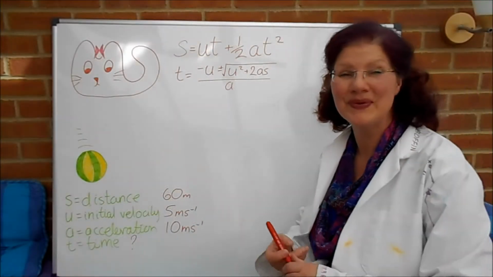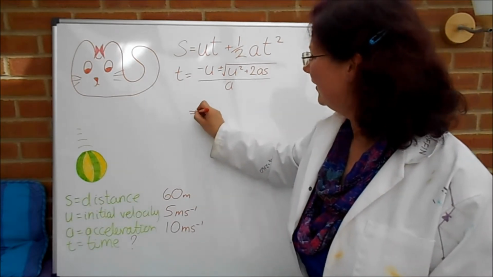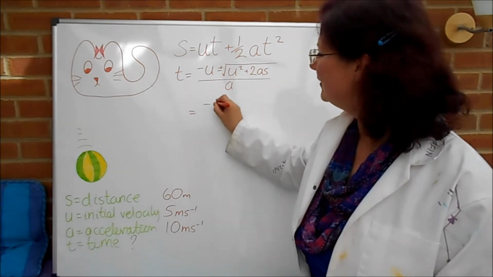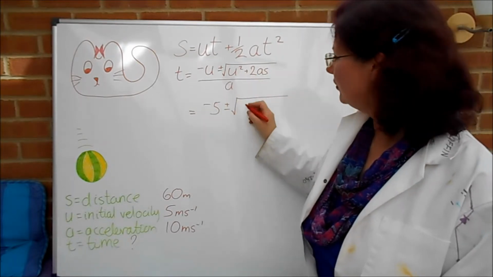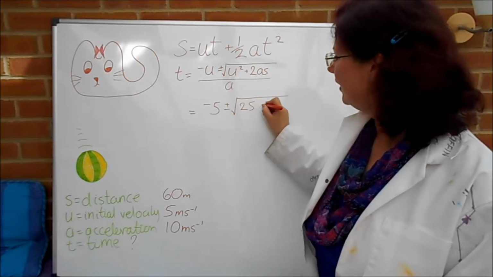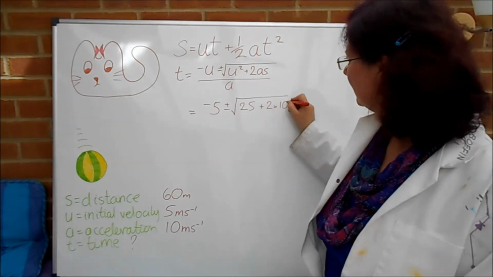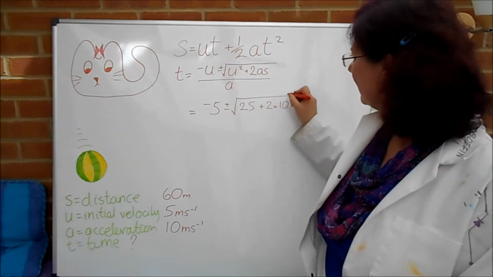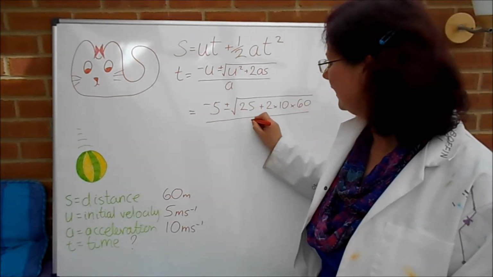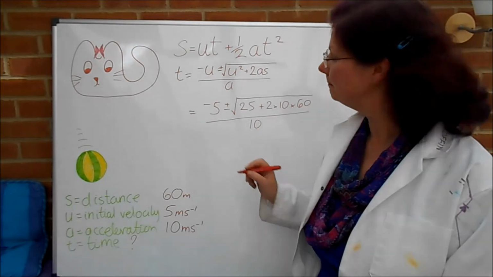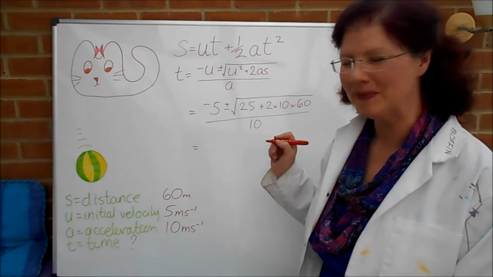This part's pretty simple really. We're simply going to substitute into our formula. So minus u, so that's negative 5, plus or minus the square root of u squared, that's 25, plus 2 times a, which is 10, times 60. Whole thing over 10. Okay? Right, now a bit of speeded up stuff while we do the number crunching.